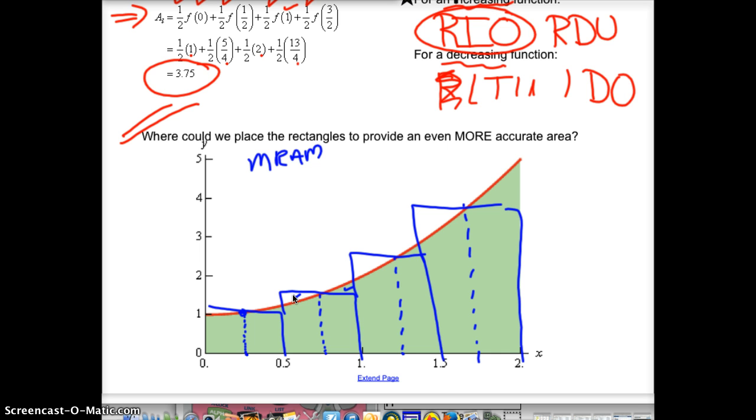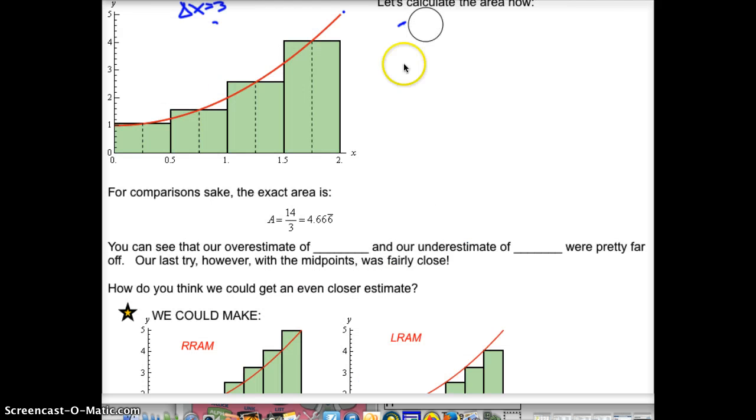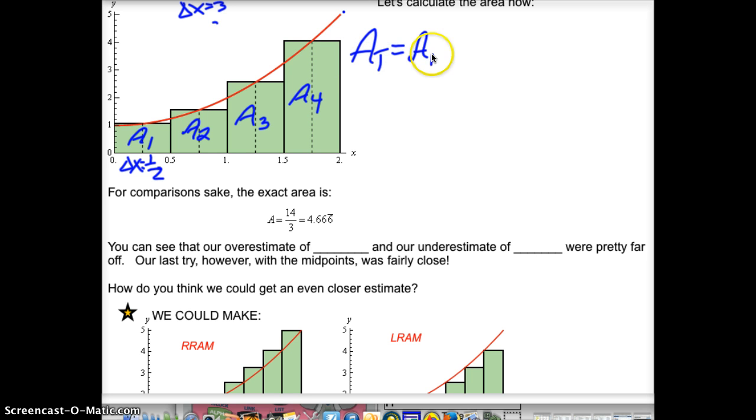So we are going to use the same thought process that we did with the other ones. Again, because we're choosing our n to be 4, which makes my delta x equal to a half, I've got 4 rectangles. To calculate the area, I do them each individually. The total area would be the area of the first one, second, third, fourth.